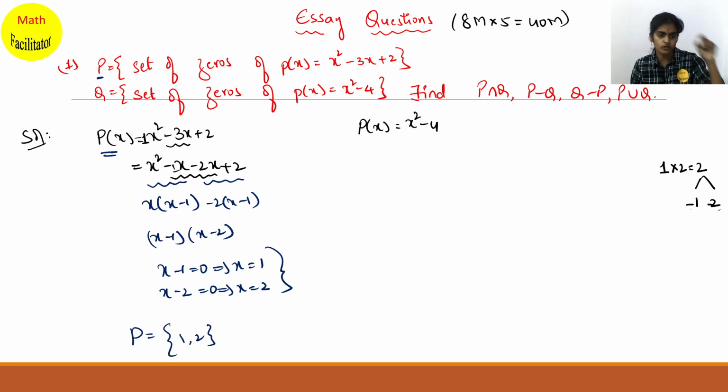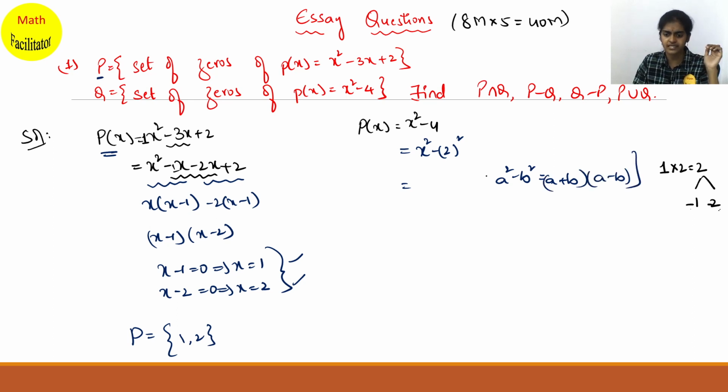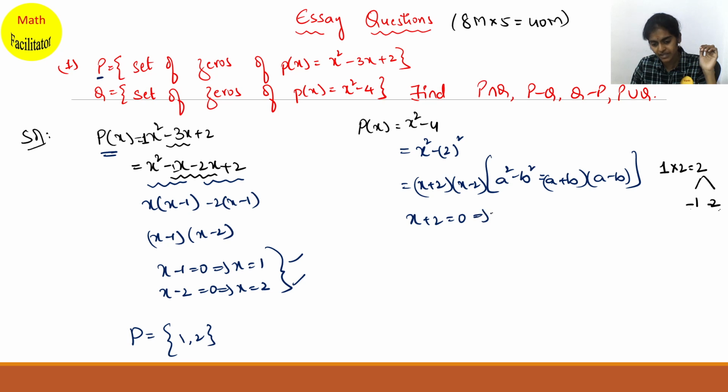P contains the zeros of the polynomial x square minus 3x plus 2. The zeros of the polynomial x square minus 3x plus 2 are 1 and 2, so those are the elements of P, right? Now here let us go here. You can write this as x square minus 2 whole square. 4 I can write as 2 square. So this is of the form a square minus b square, which is nothing but a plus b into a minus b. Very simple, isn't it? So I'm just splitting it as x plus 2 into x minus 2, where x plus 2 equals 0, which implies x is minus 2, and x minus 2 equals 0, which means x is equal to 2.